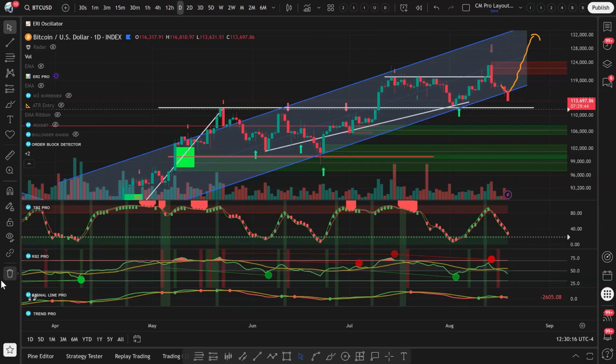So, all these tools are designed to put the probability of success more in our favor.